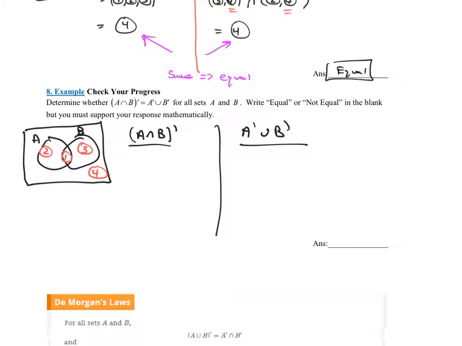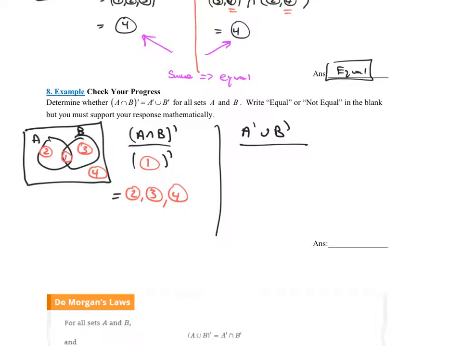So let's think about this. First, we're looking at (A intersect B) complement. What regions is that? Let's do inside the parentheses first. Inside the parentheses is A intersect B, which is just region 1. So we need the complement of region 1, everything that is not in region 1. That would be regions 2, 3, and 4. So (A intersect B) complement is talking about anything in regions 2, 3, and 4.